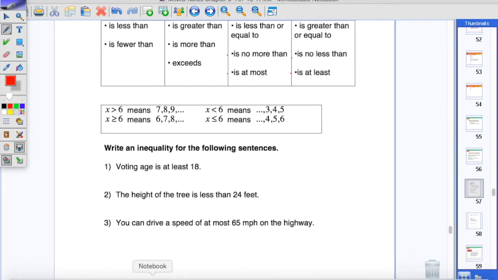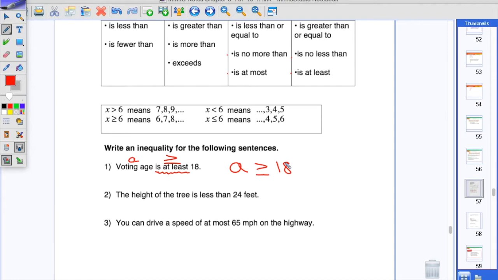Number 1 says the voting age is at least 18. We'll use A to represent your voting age. Here's your key word that represents your inequality. It's "at least." So it means the least that it can be is 18. At least 18. So your voting age is greater than or equal to 18. So A is greater than or equal to 18.